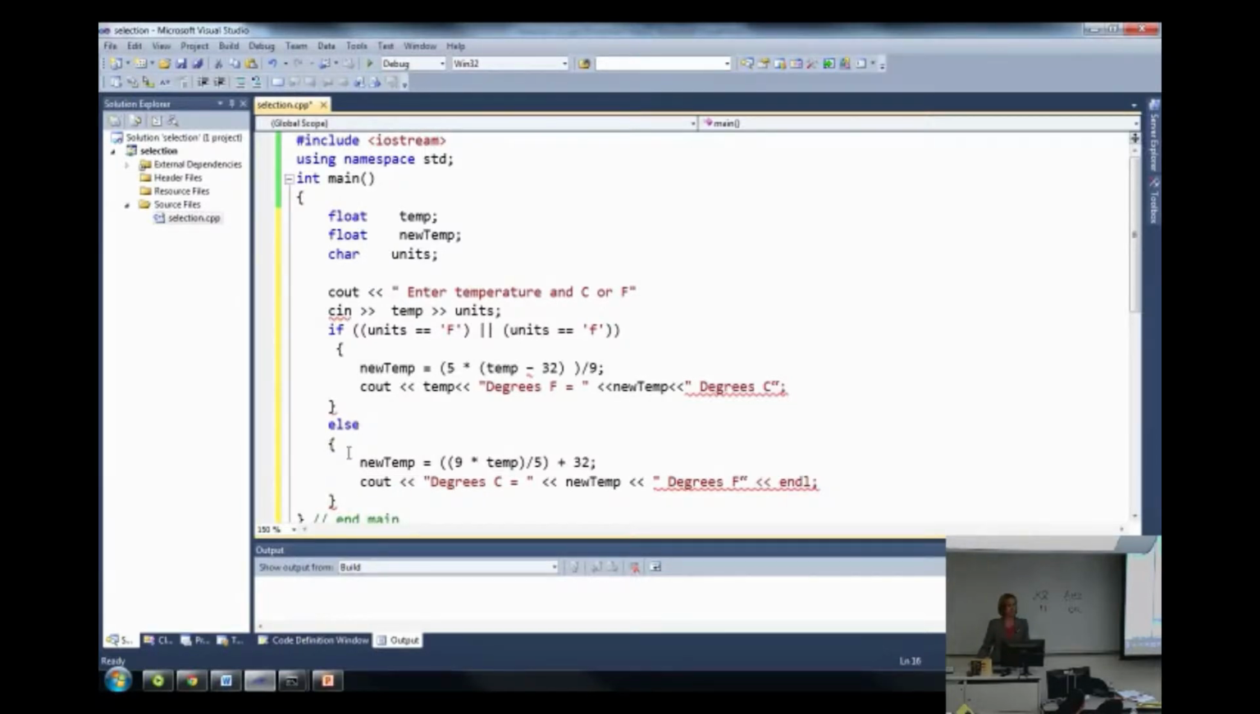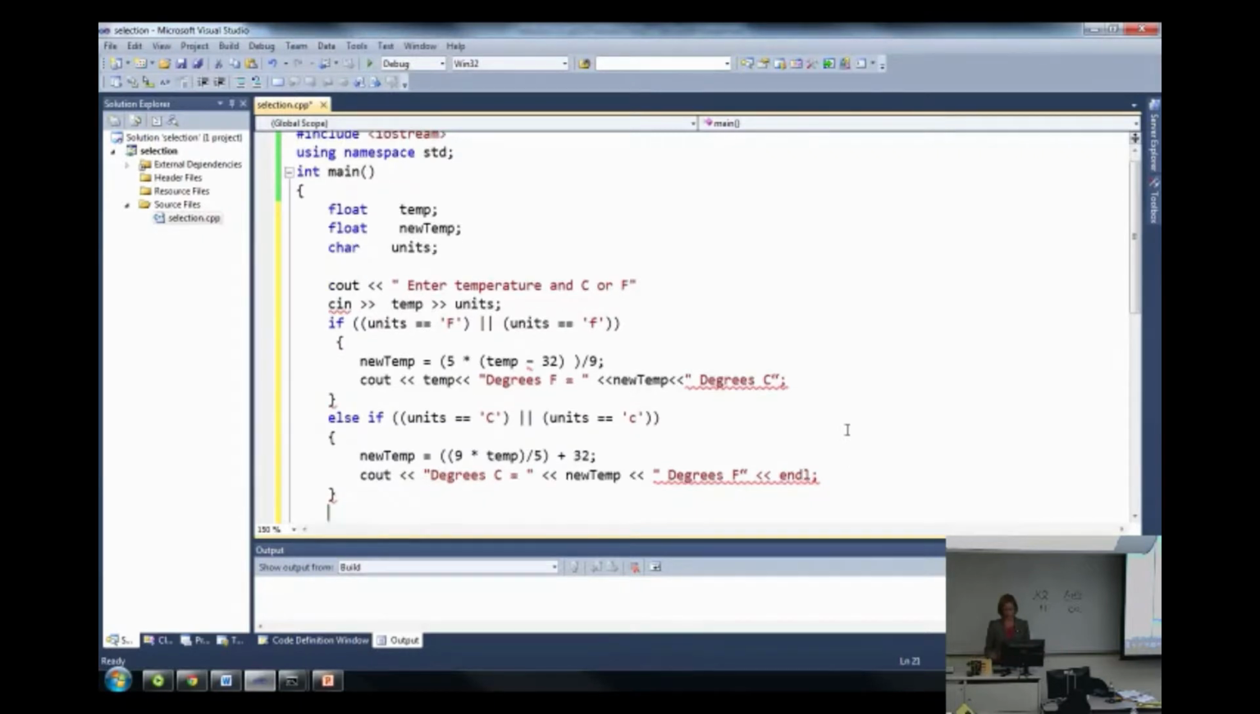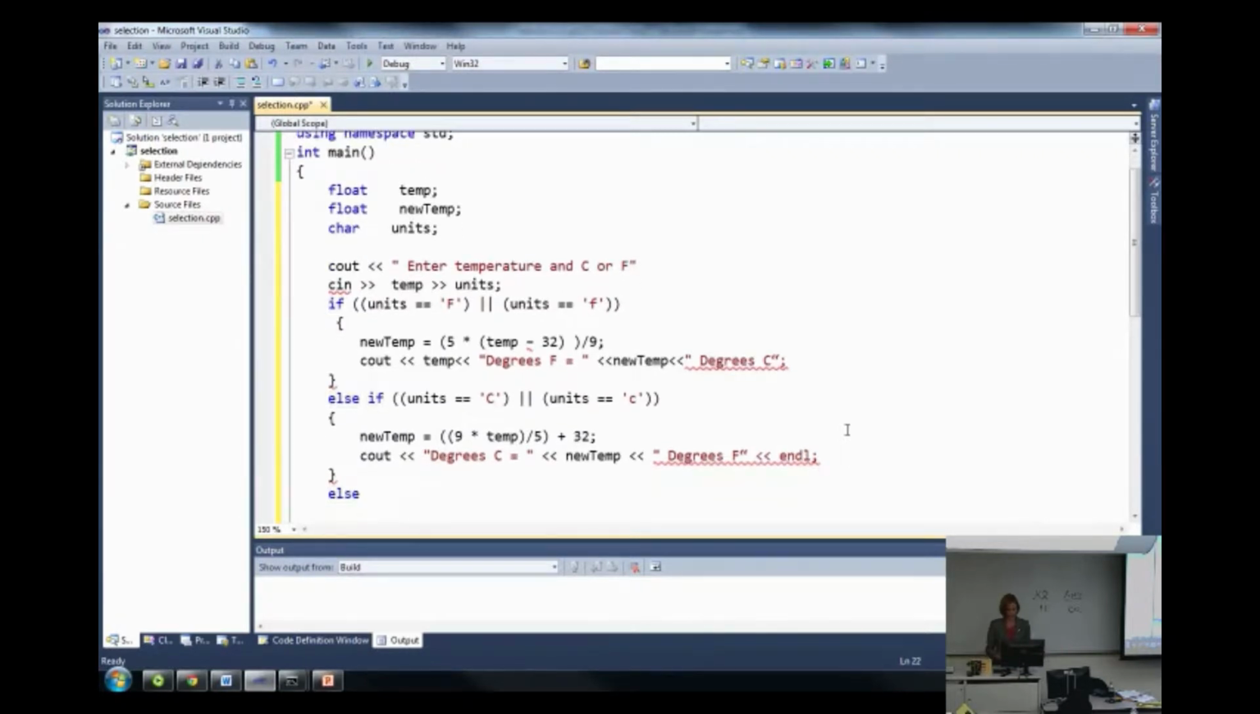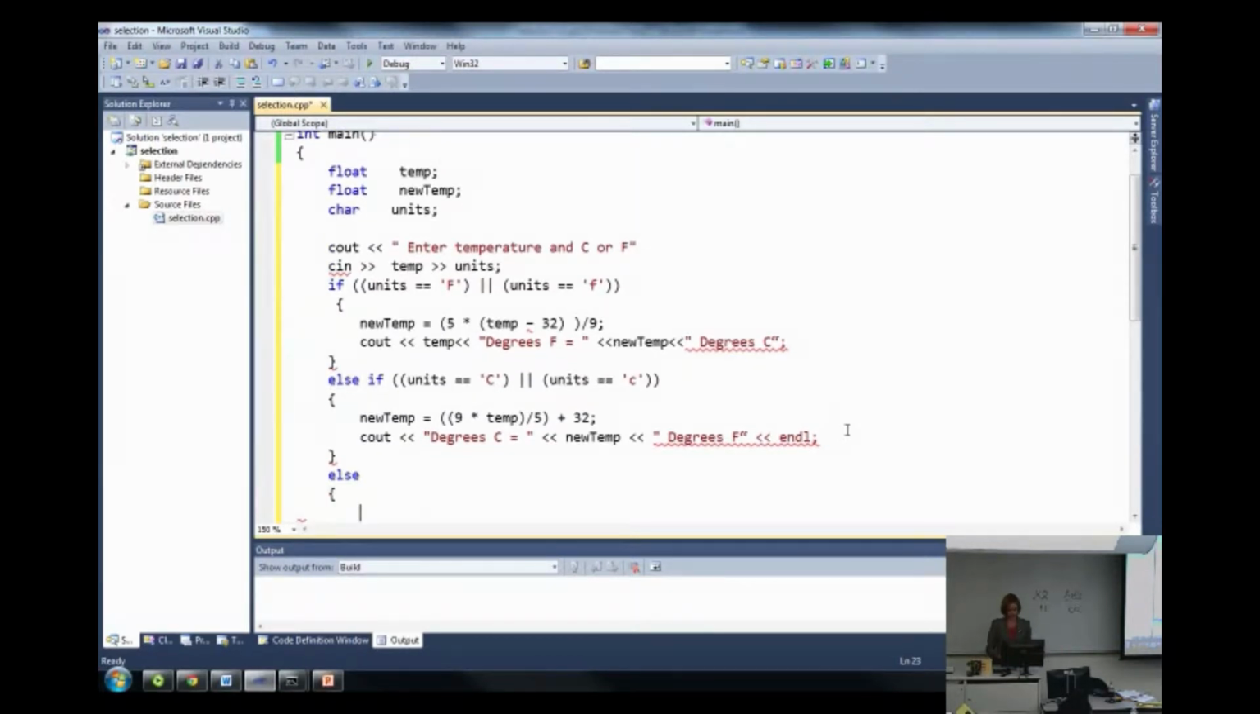Okay, so let's say we're going to say else if, I'm going to just copy and paste this. And we're going to check here for C, right? Okay, and then I want to add, what about if they don't enter F or C? Well, I could just ignore it, or I could add an else here that says that it's an error.